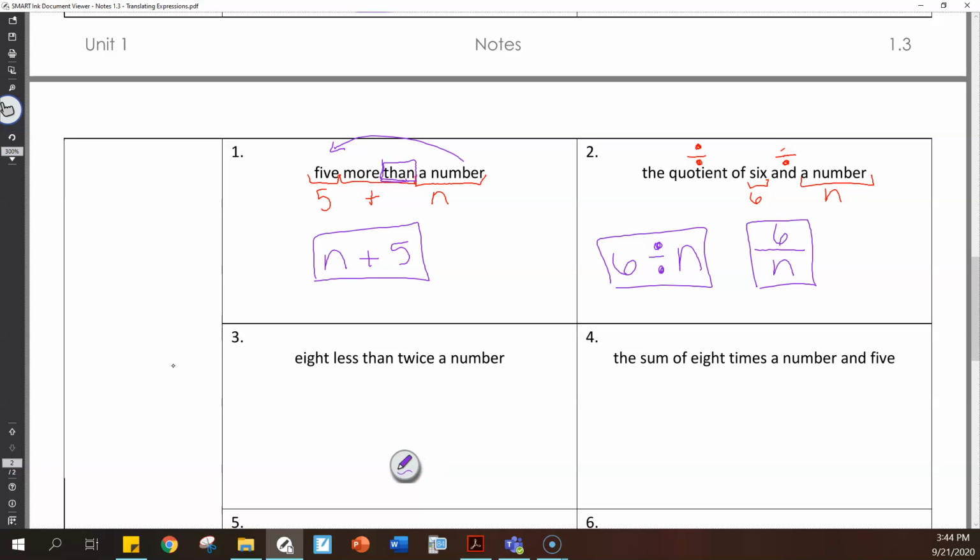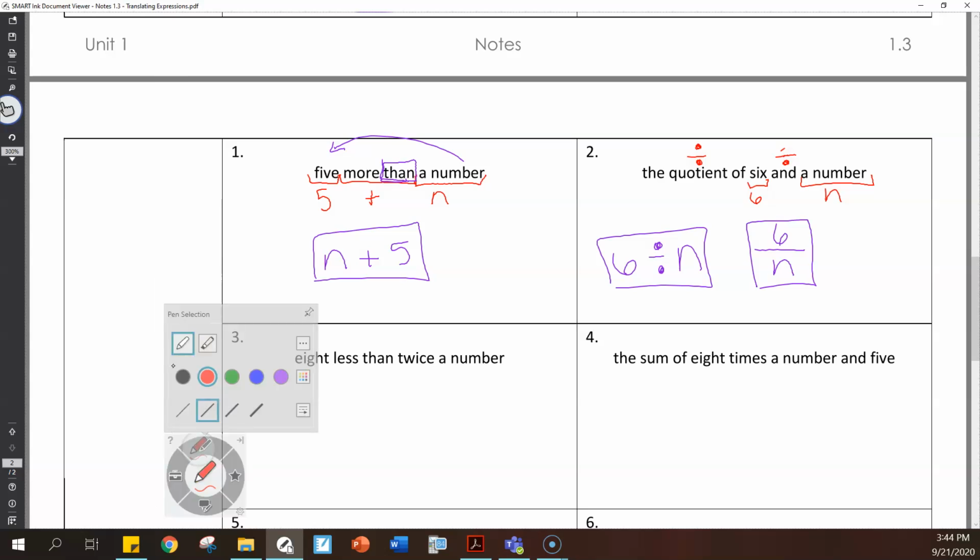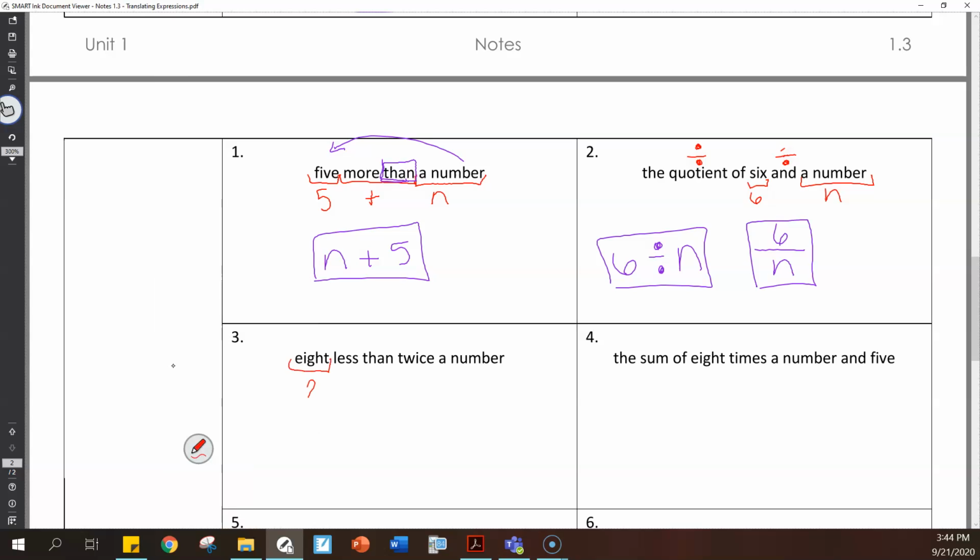Okay. Number 3, we're getting a little more complicated. I've got 8 less than tells me to subtract. Twice a number is 2 times the number. You can write it with the dot, or you can just write it as 2n.